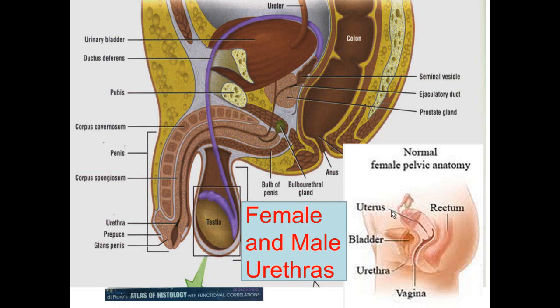And I didn't show you, but the female also is a similar type thing. There's the vagina and there's the urethra of the female, and the urinary bladder sitting right in front of the vagina. So that's what we will see.